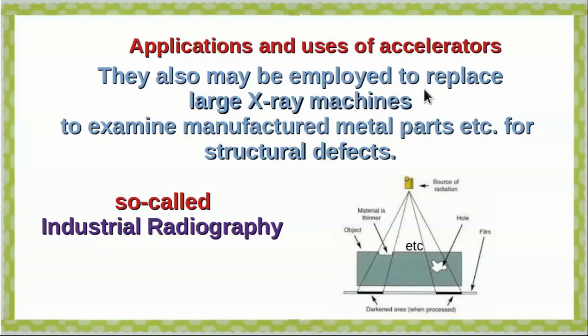They are also employed to replace large X-ray machines to examine manufactured metal parts, etc. for structural defects. This is the so-called industrial radiography. So we have again a source of radiation. This is passed through the material being investigated. So any deformity or structural defects on the surface or inside the material being investigated will be revealed in the sort of image which is taken on the other side. Therefore, from a study of these images, one can actually get information about the defects within or on the surface of the material that was investigated.